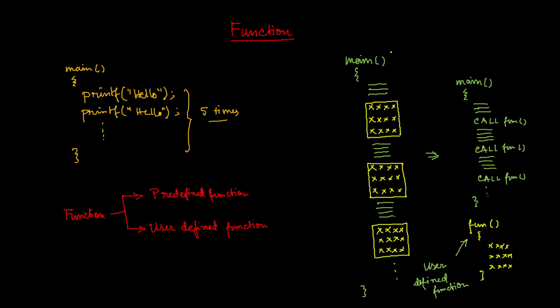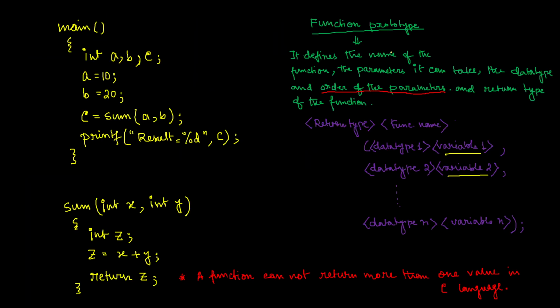Oh, by the way, I have made one mistake over here. When I declared this sum function, I did not declare the return type of the sum function. When the sum function is returning something, you must write the return type, meaning the data type of z that you are returning. The data type of z is int, so the return type of the function will also be int.